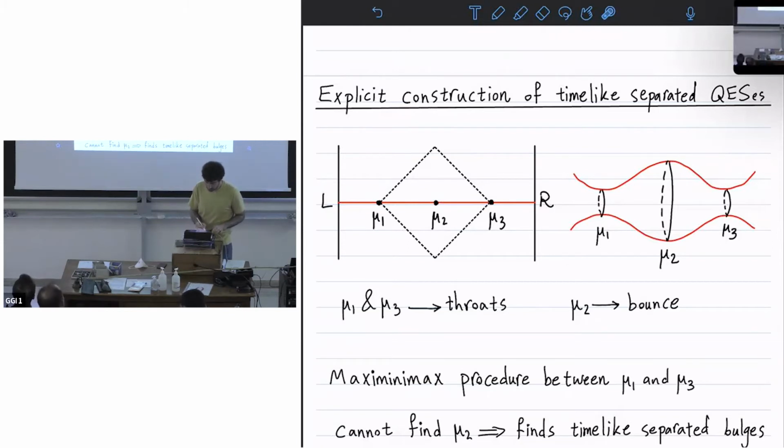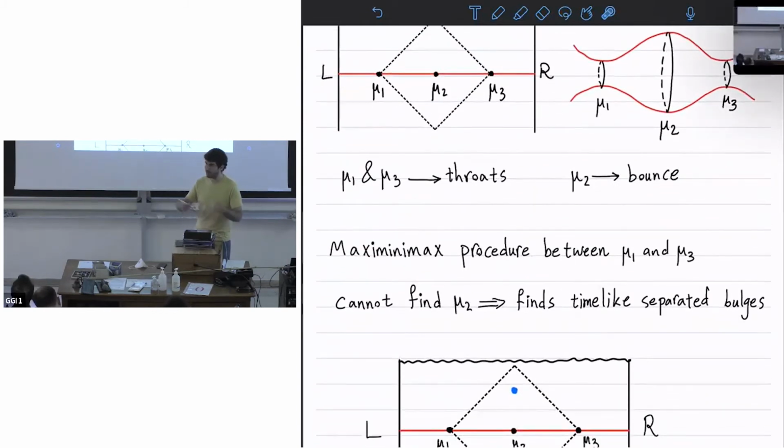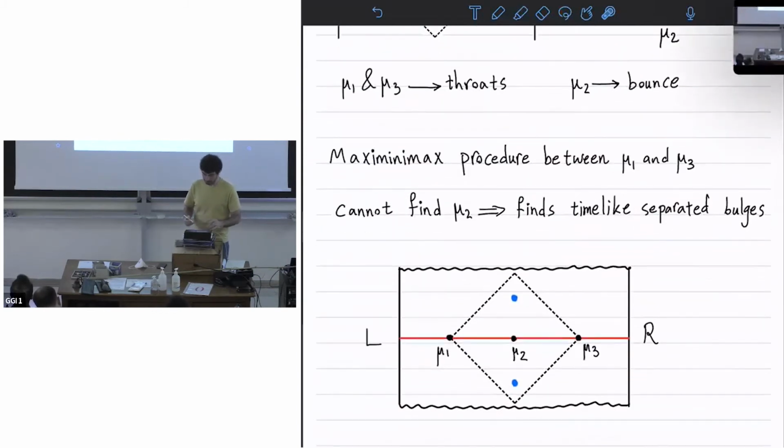The feature I wanted this initial data surface to have is two throats, mu1 and mu3, and a bounce in between. I'm going to take this to be time reflection symmetric and also left-right symmetric about mu2. If you arrange this solution and you evolve it to the future and the past, you get a whole space-time.